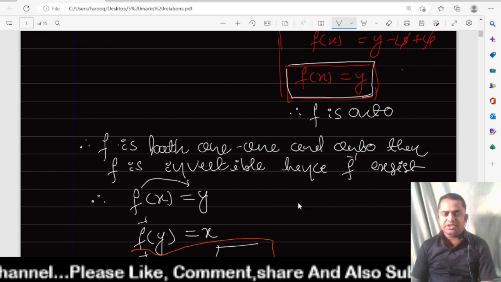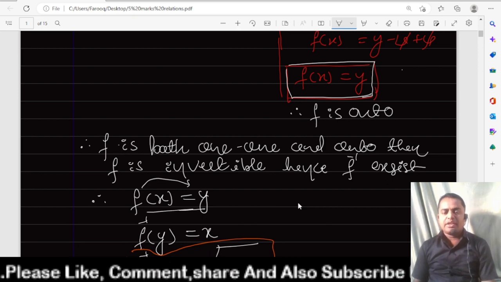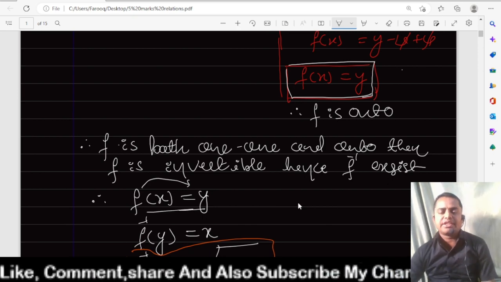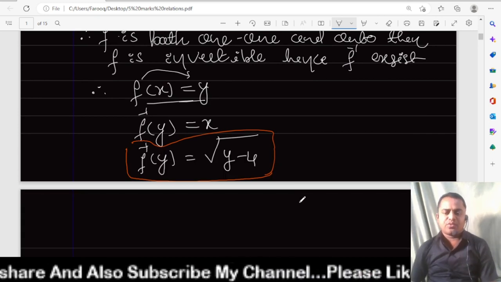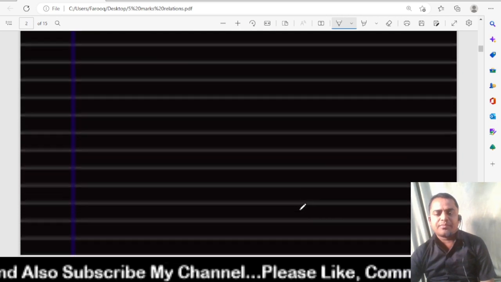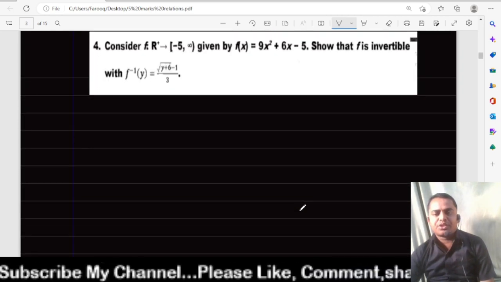Hence f inverse exists. F of x is equal to y. Then f inverse of y is equal to x. Then f inverse of y is equal to root of y minus 4. So this is the solution of the problem. Now moving to the next question.